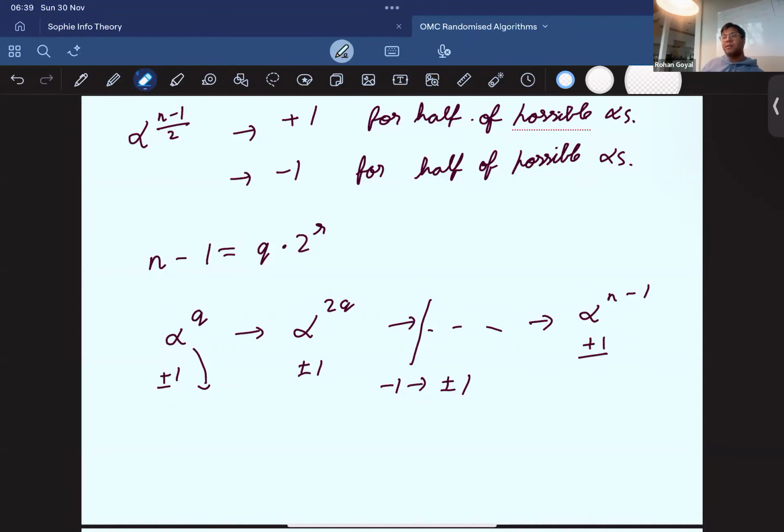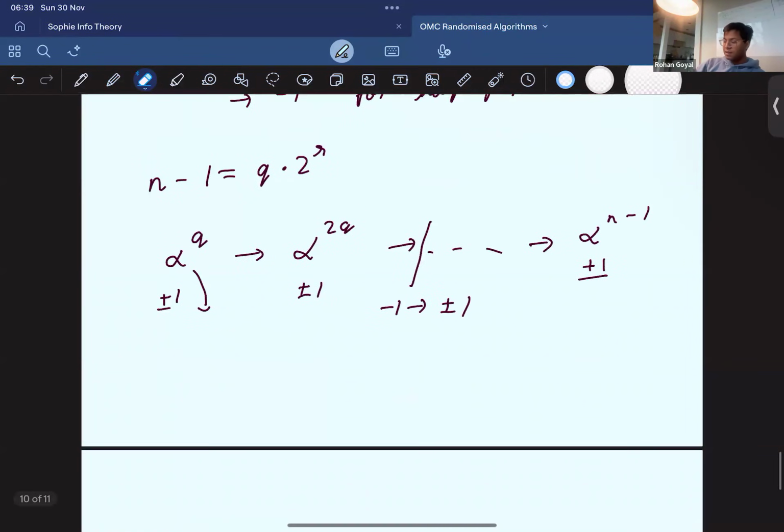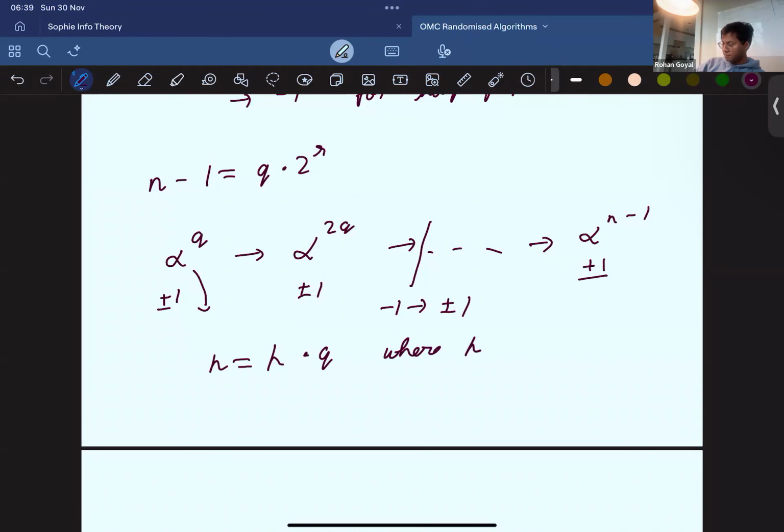But if n was not a power of a prime, then there are square roots of 1 which are not minus 1. At least half of them are not minus 1. So let's say n was p times q, where p and q are coprime. Okay, I already used q, let's say a times b.